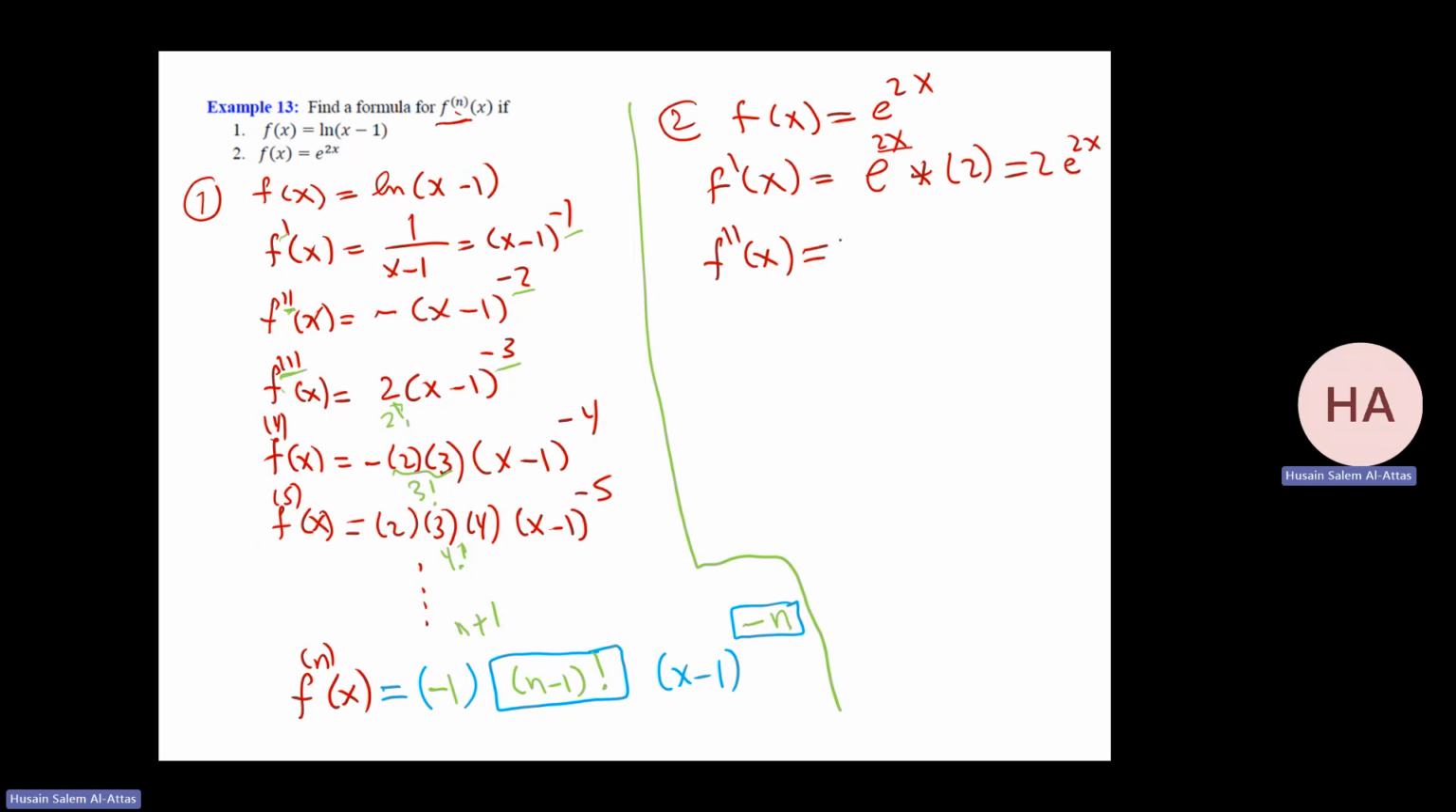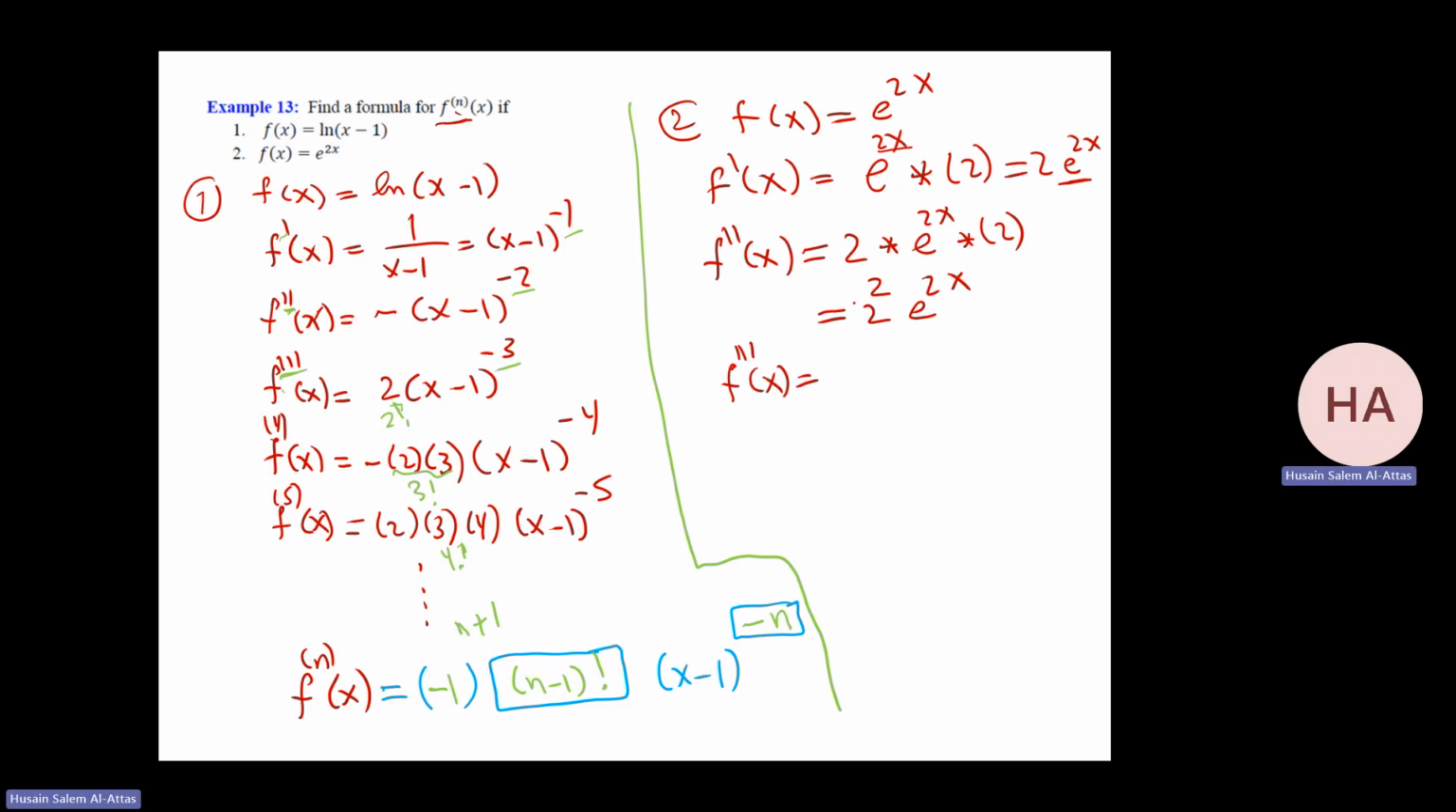Now, second derivative: this is 2 times... I'm doing it in detail... the derivative of this, which is e^(2x) times 2, which I can write as 2 squared e^(2x). If you notice, I can now use the square, the power. Third derivative.